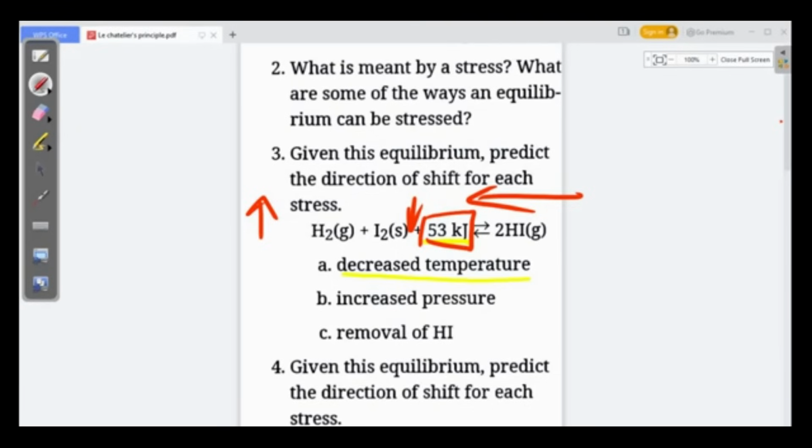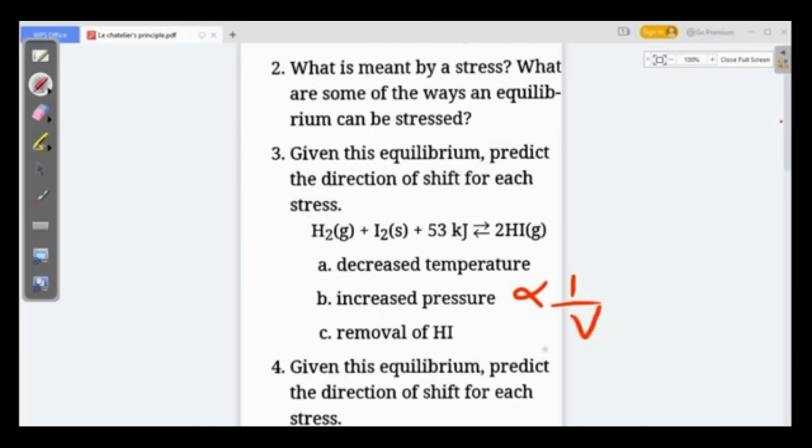Okay, now in the case where we get to increase pressure, what happens if we increase the pressure? So we said increasing pressure is going to reduce the volume, because these guys are inversely proportional. So when we reduce the volume, it's going to favor the side with less number of moles. Now in this case, there's one more, and then there are two moles on the right hand side.